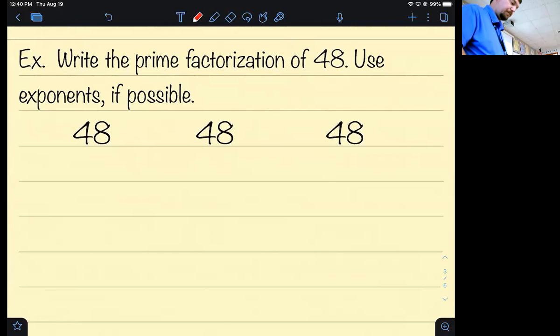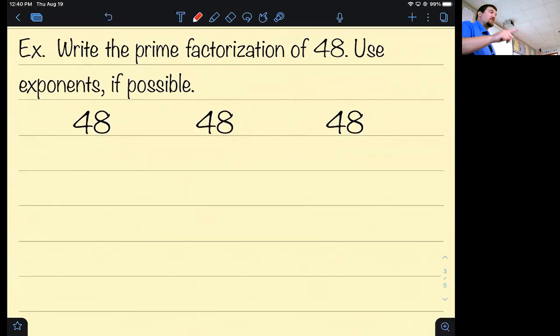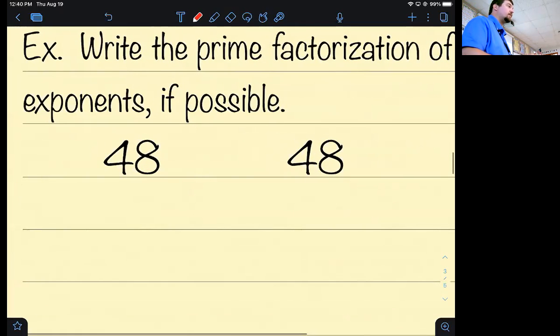Yeah, Frank? Yes. So let's look at 48. Okay, I told you guys there's more than one way you can do your factor tree. So let's look at 48 and list 3 different ways we could do 48 as a prime factorization, starting with the way they did it. Taking out the smallest prime number you can, 2. 2 goes into 48 because 48 is even. And how many times does 2 go into 48?